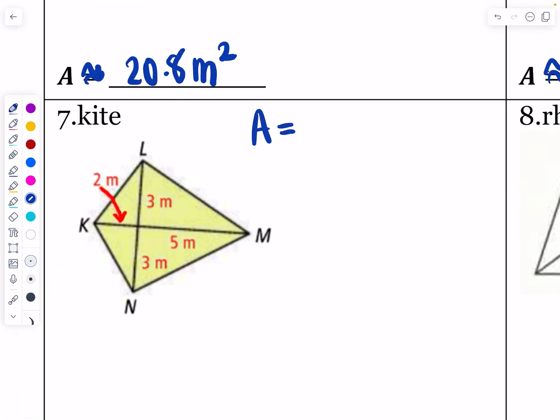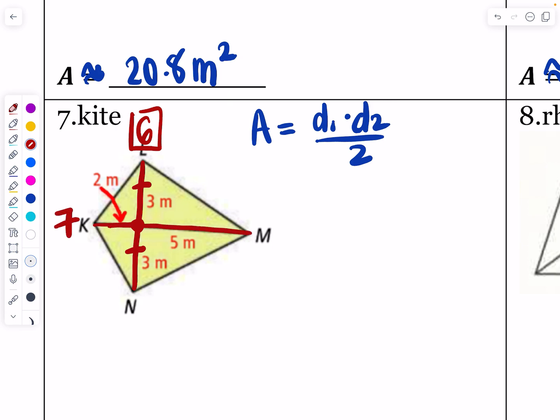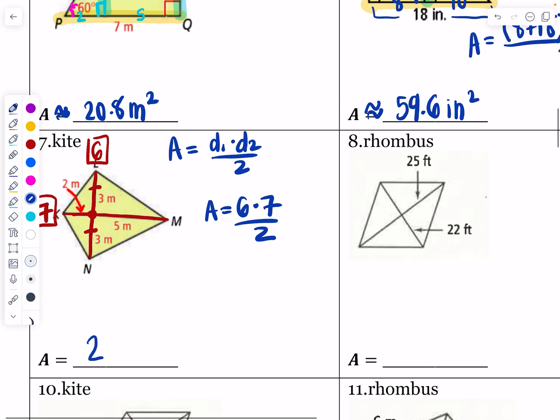Remember that for the kite, we need our diagonals, so it's going to be diagonal 1 times diagonal 2 divided by 2. So I like to trace my diagonals. 3 and 3, we know that that's always true in a kite, even if it didn't have both of those marked as 3. The short diagonal is bisected. So 3 plus 3 gives me a diagonal of 6. And then 2 and 5 gives me a diagonal of 7 here on this one. So when we plug that in, area equals 6 times 7 divided by 2. 6 times 7 is 42, divided by 2 gives me an area of 21 meters squared.